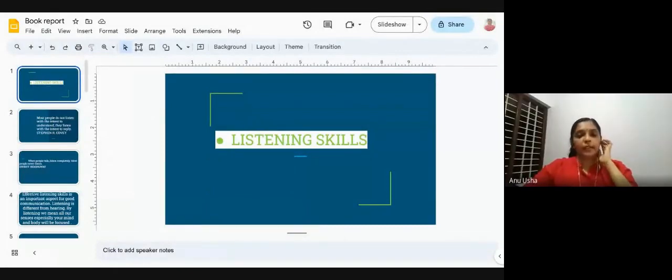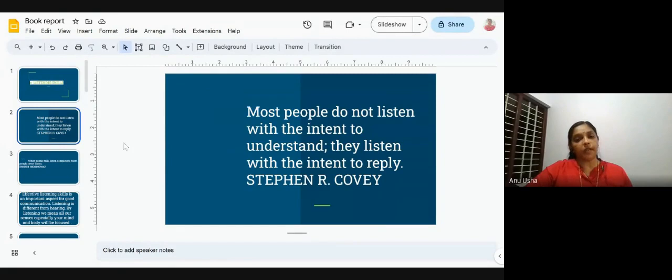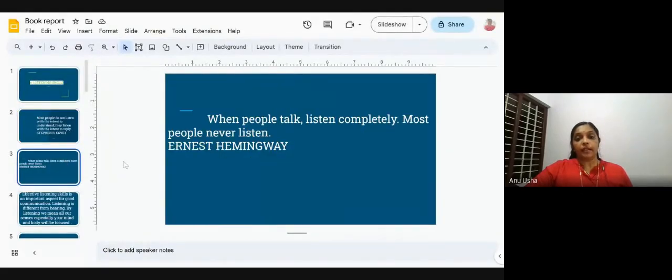Okay, definitely. So here are my views on this section, listening skill, which I think is one of the needed skills in today's society. Let me start the presentation with two quotes by two different people. One from Stephen R. Covey, who said, most people do not listen with the intent to understand. They listen with the intent to reply. And one of my favorite quotes from my favorite writer, Ernest Hemingway: when people talk, listen completely. Most people never listen.